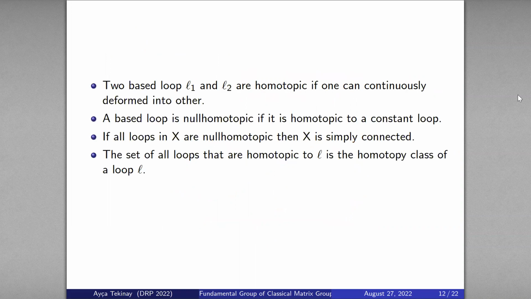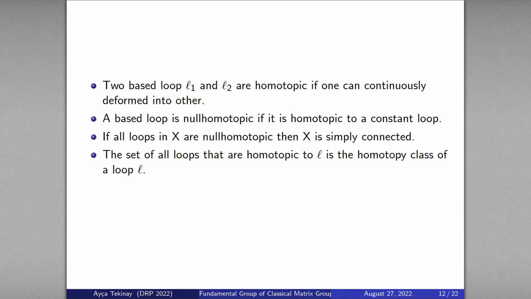Two base loops, L1 and L2, are homotopic if one can continuously deform into the other, which is the definition of homotopy. And a base loop is null homotopic if it is homotopic to a constant loop. And if all loops in X are null homotopic, then X is simply connected. It is also an important property we will use. And the set of all loops that are homotopic to L is the homotopy class of a loop.